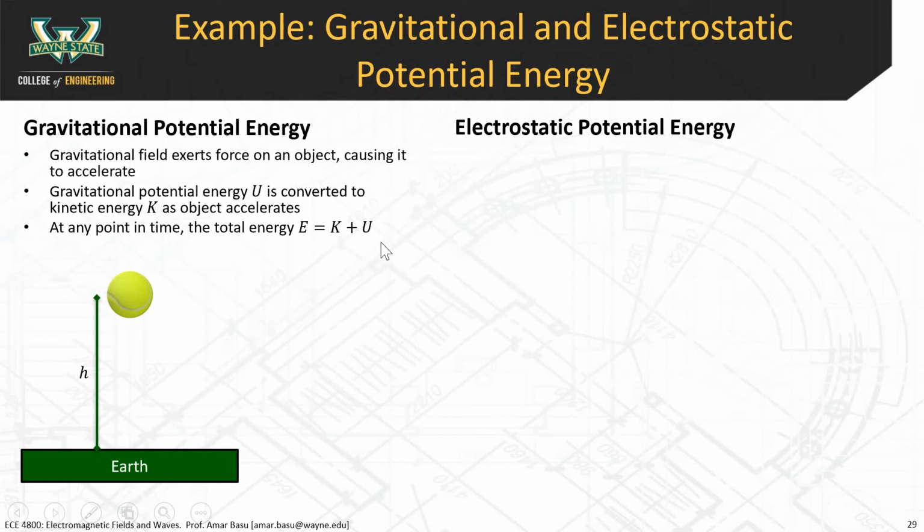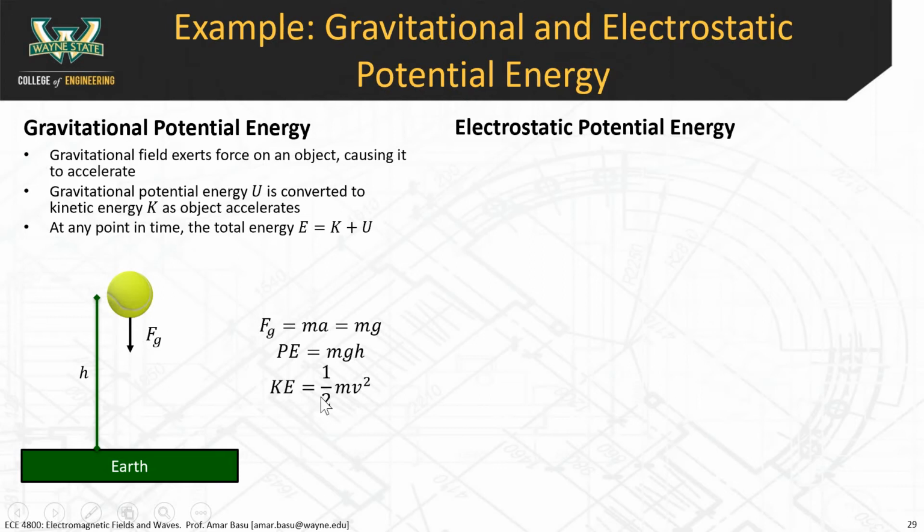Some of the relationships that you may recall from that: the gravitational force on the tennis ball is equal to mass times acceleration, which is m times g, where g is about 9.8 meters per second squared on Earth. The potential energy of the ball at a given height is given by mgh. m is the mass of the ball, g is the gravitational constant, and h is the height. The kinetic energy is 1/2 mv squared, where v is the velocity of the ball.